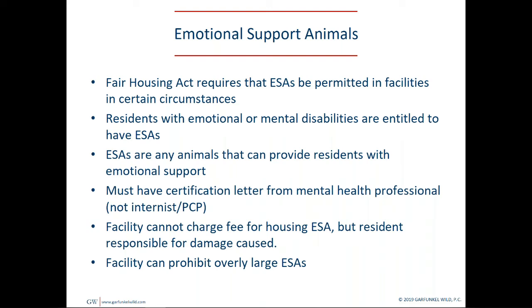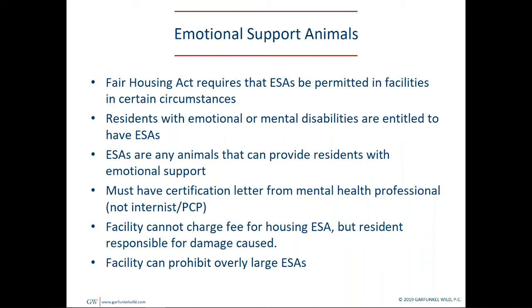Now, assuming that the emotional support animal meets these requirements, the facility cannot charge a fee for housing the emotional support animal. But if the emotional support animal causes damage to the premises, you can hold the resident monetarily responsible for the damage. And of course, if the emotional support animal poses a direct threat to the health or safety of other residents or staff, you may be able to exclude it. If this occurs, you need to get legal counsel engaged to go through the issues, because it's a relatively thorny concept. And the facility can always prohibit overly large emotional support animals. A patient can't bring in a full-size horse, for example, as an emotional support animal.